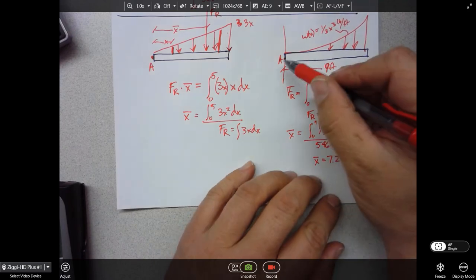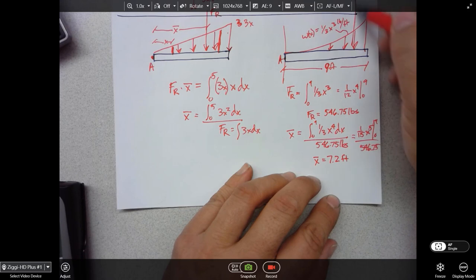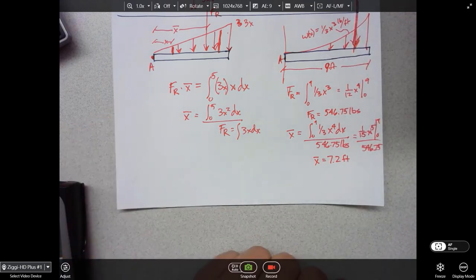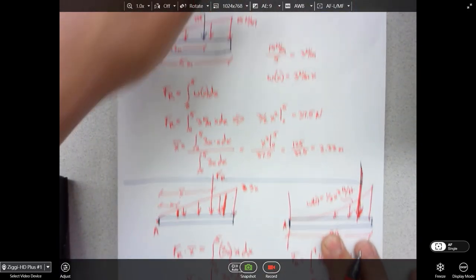All right, so 7.2 feet, that's almost over here for our resultant, which is where we would think it should be, okay? Now, I have a little surprise for you, okay?